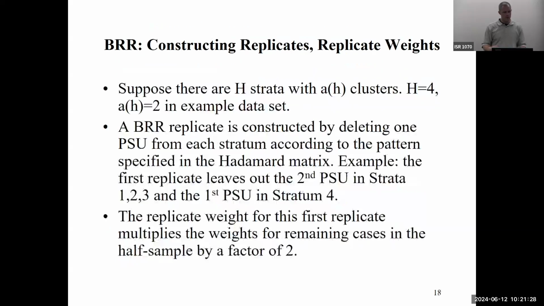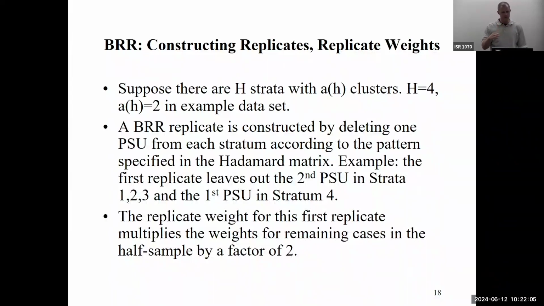Back to our toy example, suppose that there are capital H strata with A sub H clusters per stratum, so again, 4 and 2 per stratum in our example data set. We form a balanced repeated replicate given a Hadamard matrix. We always have to start with the Hadamard matrix. We don't do this off the top of our head. We start with a Hadamard matrix, and then we systematically follow what that Hadamard matrix tells us to keep in each of the different strata. We would delete one PSU from each stratum according to the pattern in a given Hadamard matrix.